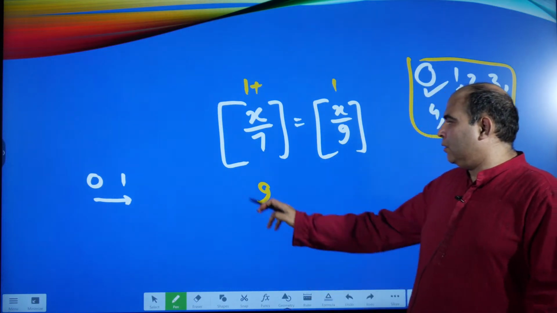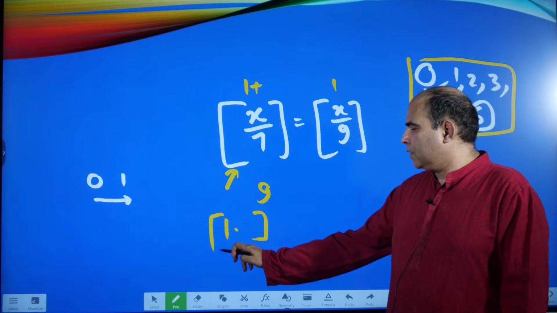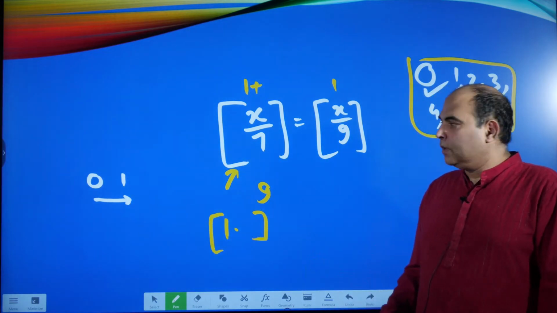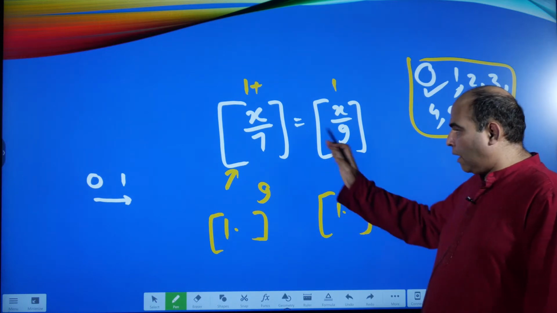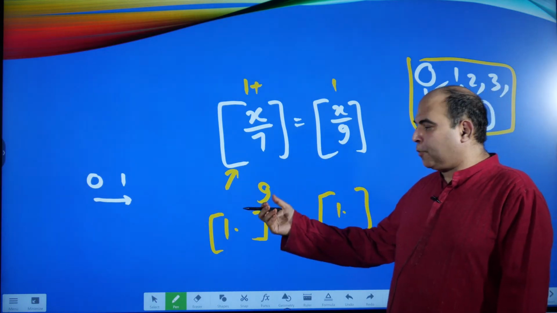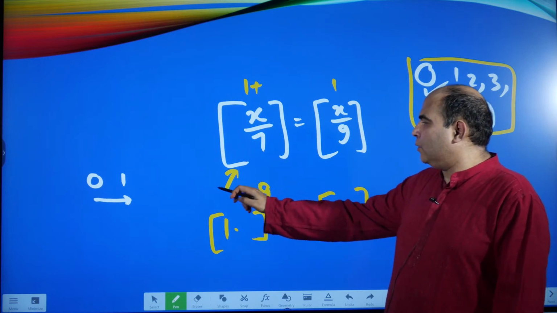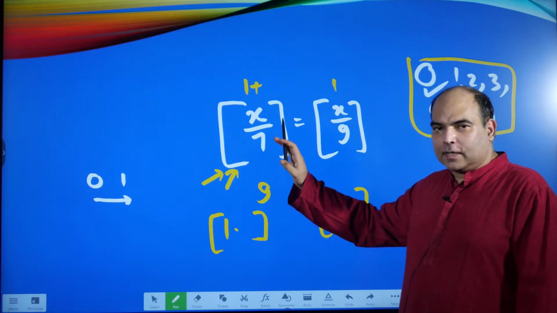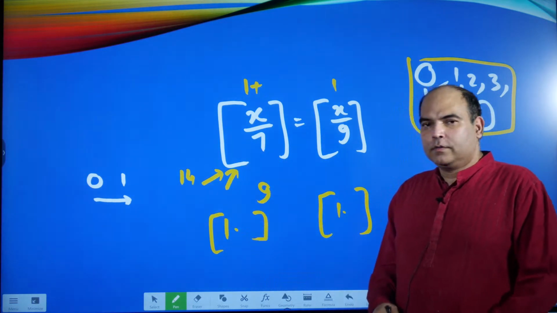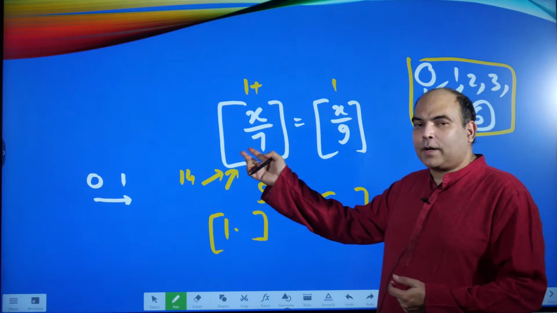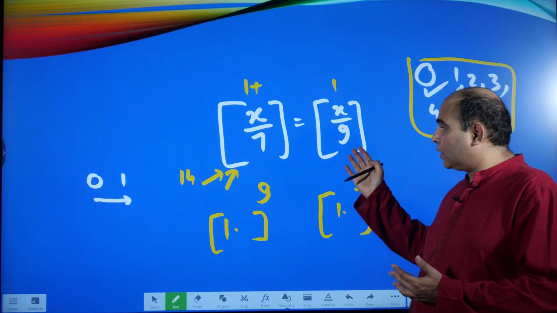Till this value remains 1 point something, this value will also remain 1 point something till that point. Now after 9, till that point, both of them will be equal. And you should be able to visualize that this part of the function will become 2 at x equals 14. So at x equals 14, while this will become 2, this will still remain 14 by 9, which is 1 point something, so this will become 1.